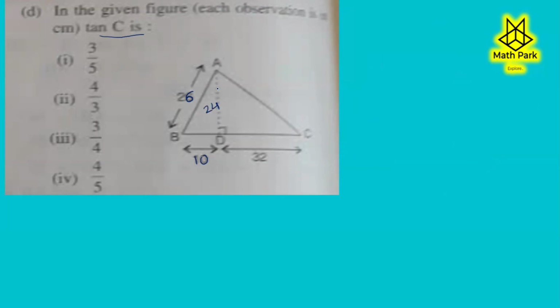Now you could solve it to get 24, but this is an MCQ. By now you should know how to find the Pythagorean triplets. You should be knowing a few Pythagorean triplets.